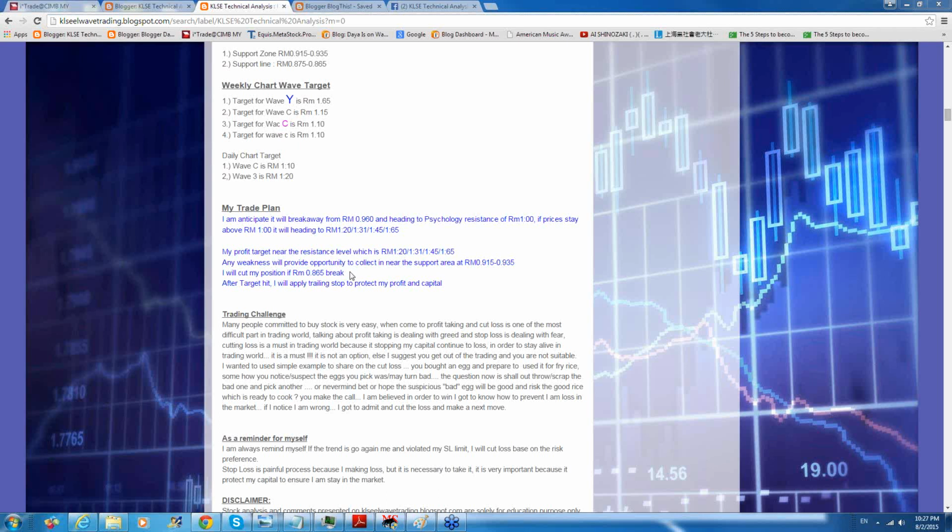And of course, once the profit target is hit, I will apply the trailing stop to protect my capital, and let the profit run. So remember, the trading challenge I would like to spell out here: many people can very easily commit to buy the stock, but when it comes to cutting a loss or taking a profit, it's really damn hard, because we are dealing with greed and fear. It's kind of hard, so again, we have to learn about all this stuff.